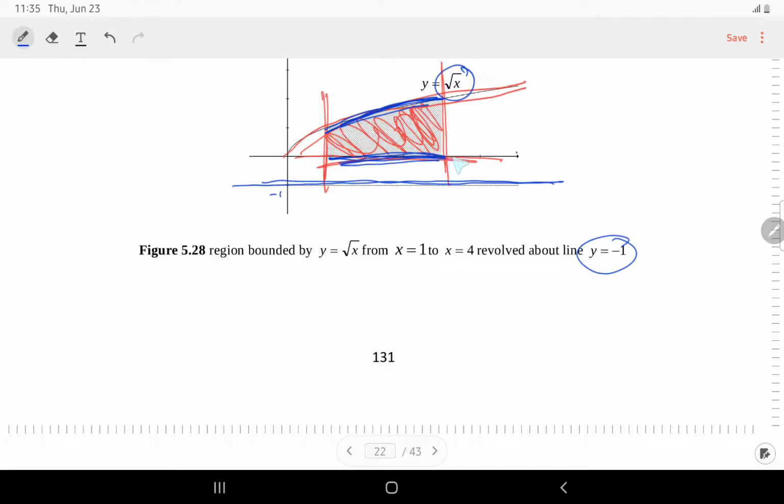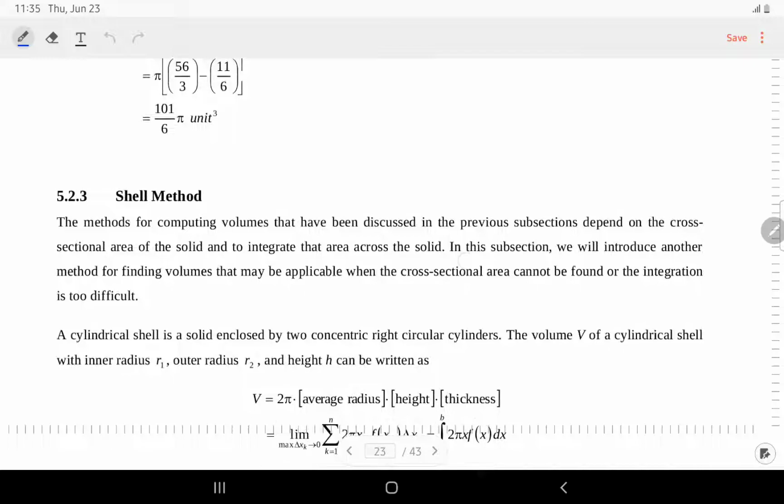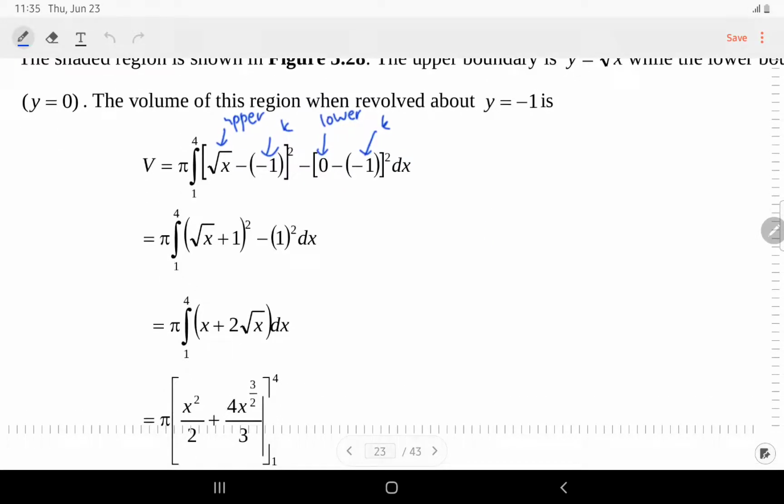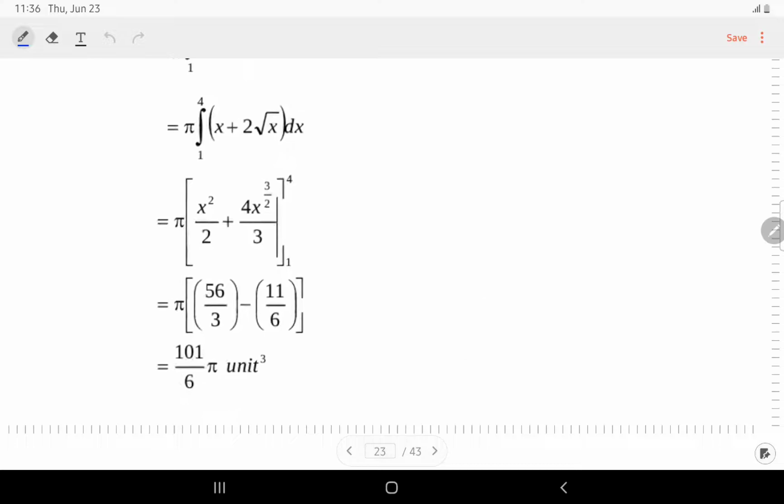Yang ni you all nampak dia betul-betul dekat x axis. Apa function untuk x axis? Y equal to 0. So ini upper function, ni lower function. Kita akan masuk dekat solution ni. Upper function square root x, lower function 0. Okay. And then ini akan jadi (square root x plus 1) squared minus, ini akan jadi 1 lah. 0 minus negative 1 equals 1. 1 squared. Okay, so nanti ini square kan, tolak ini square kan, so akan jadi inilah. Okay, dan integrate dia. So this is the final answer.